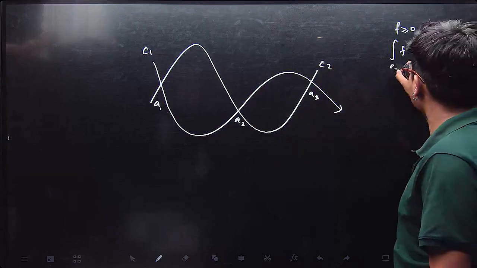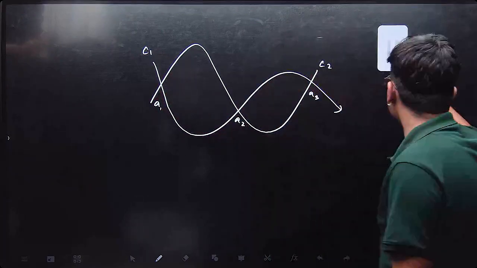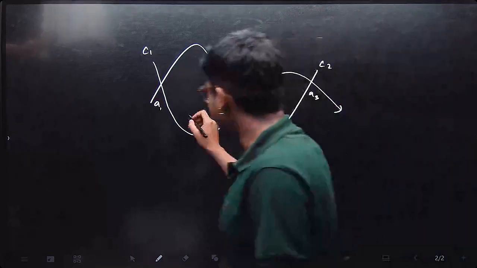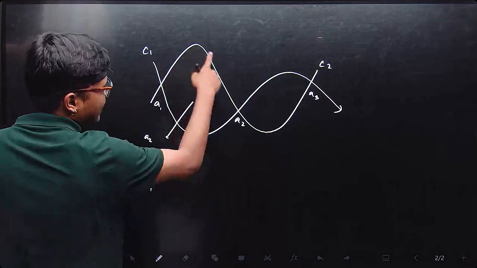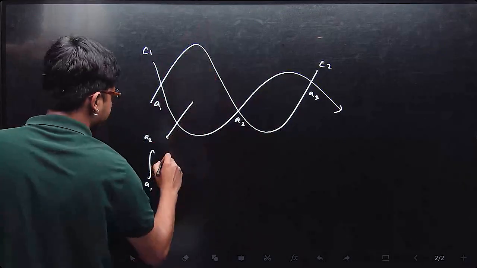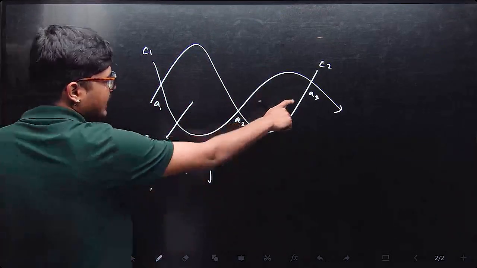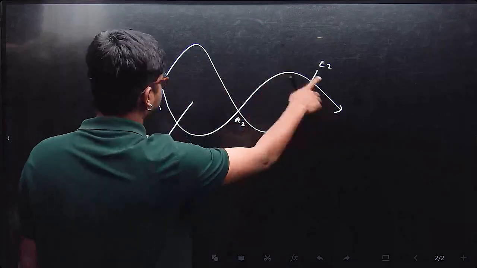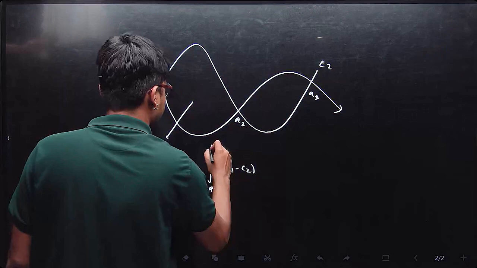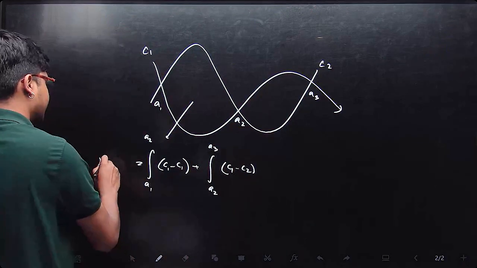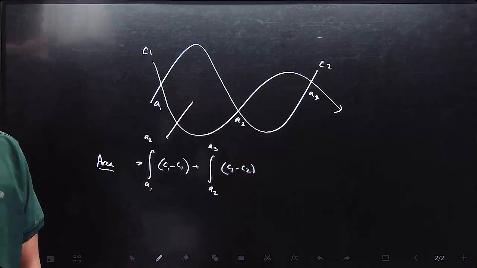These are both definite integrals, okay? So A to B. In this first interval, what will this area be given by? It's basically going to be the integral from A1 to A2. What is the upper curve here? C2 lies above C1, so it will be C2 minus C1. Plus between points A2 and A3, now see, C1 is above, so it will become C1 minus C2 between A2 and A3. And this is your required area. Does this make sense to everybody?